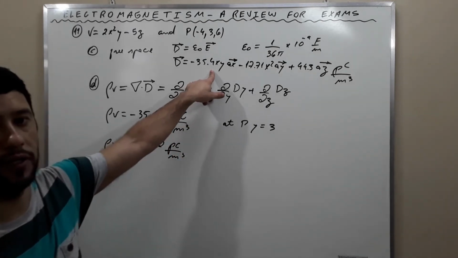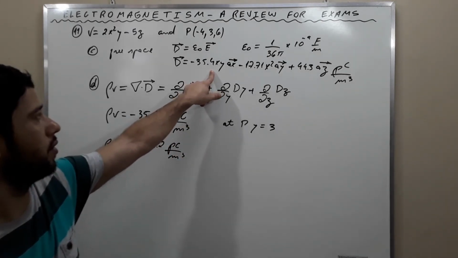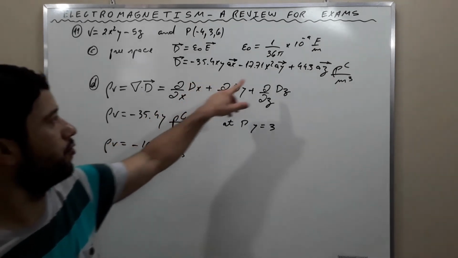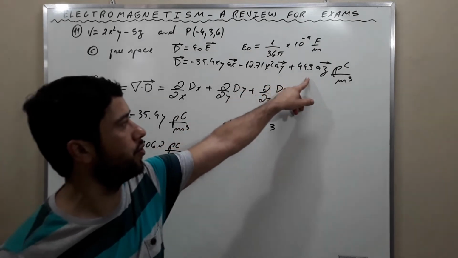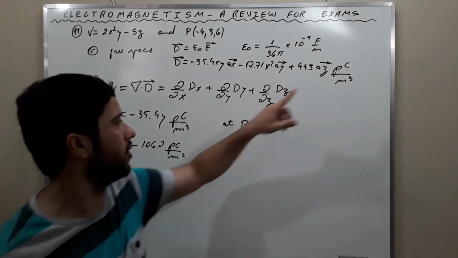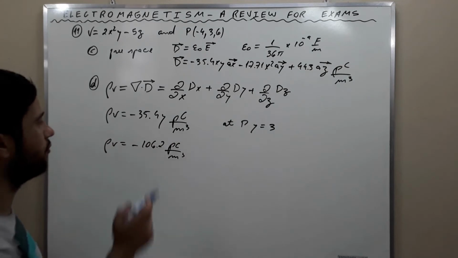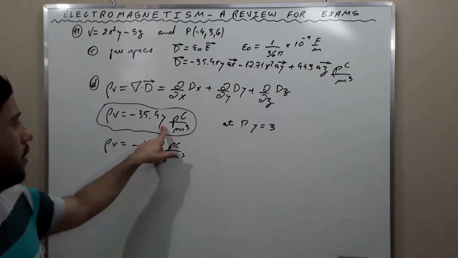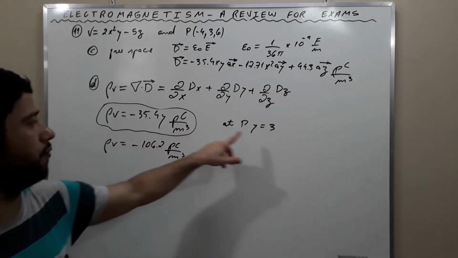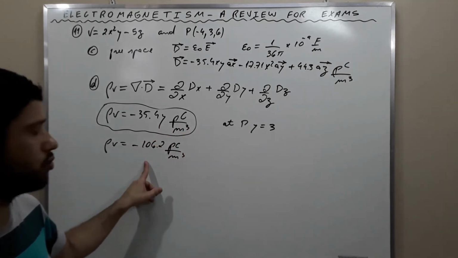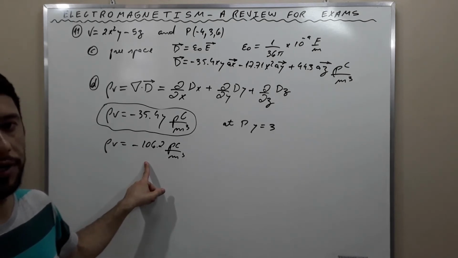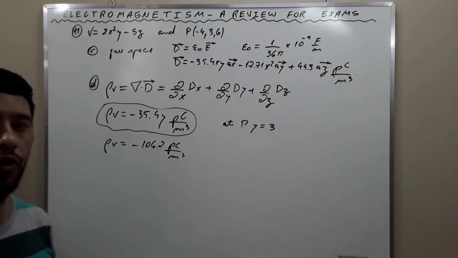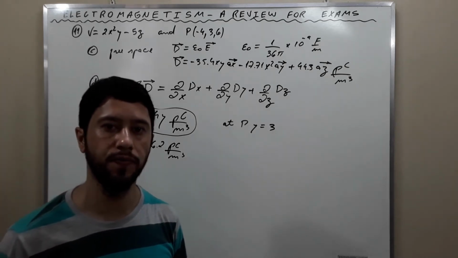If we differentiate this in x, we get this. If we differentiate this in y, it is 0. If we differentiate this in z, it is 0. Then we are left only with this term here, okay, for y. And at point P, y is equal to 3, that's why we find this value here. Okay, this is all for exercise 11. Let's go to exercise 12 now.